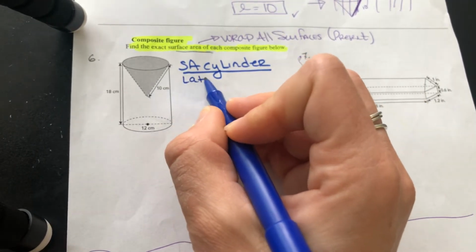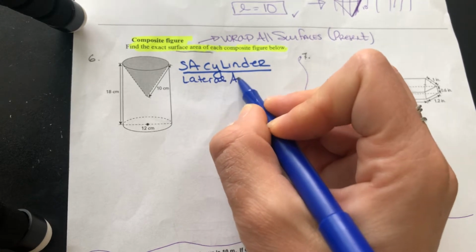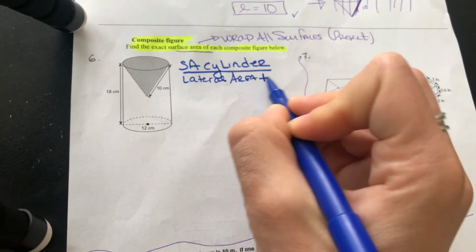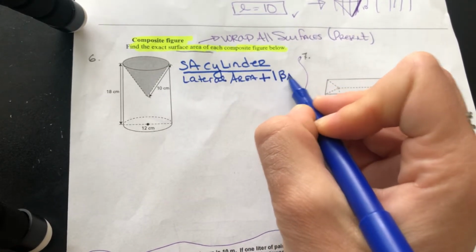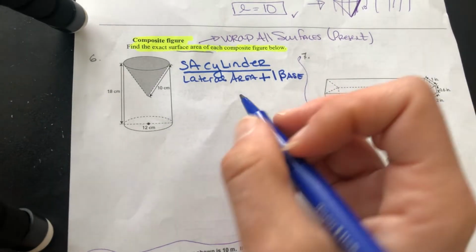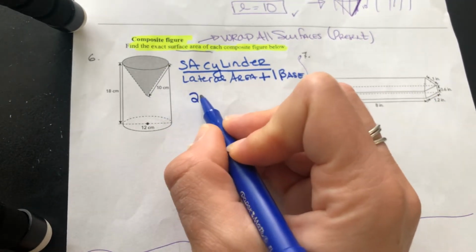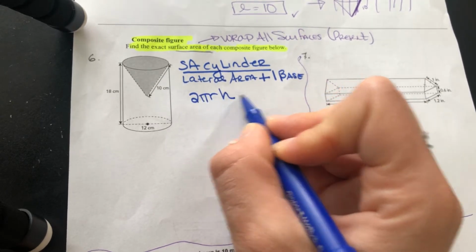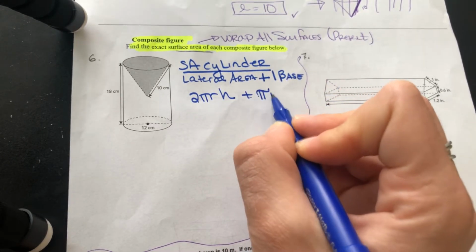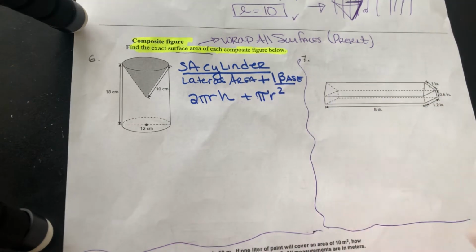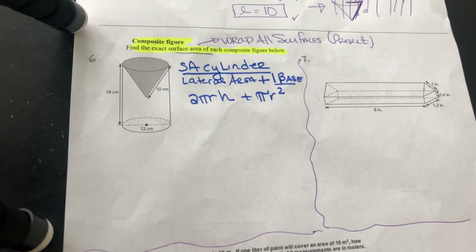So I'll write it down so you guys have it. You want the lateral area plus 1 base because you have an opening on top. So for that, we have 2 pi r h plus pi r squared. So again, it's 1 base because you're not covering everything. The biggest thing you have to make sure you understand is, again, you have an opening.